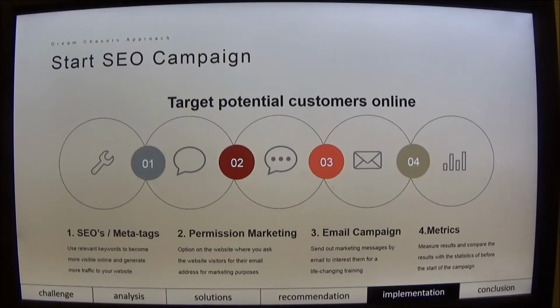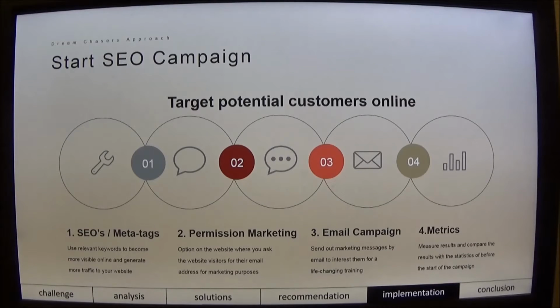Once they go to the website, they get a pop-up where you ask the visitors for their email address for marketing purposes. They have a choice, either yes or no. By doing this, for the people who say yes and fill in the email address, you now have more detail about them, and you can send them targeted, specific messages to really attract them.